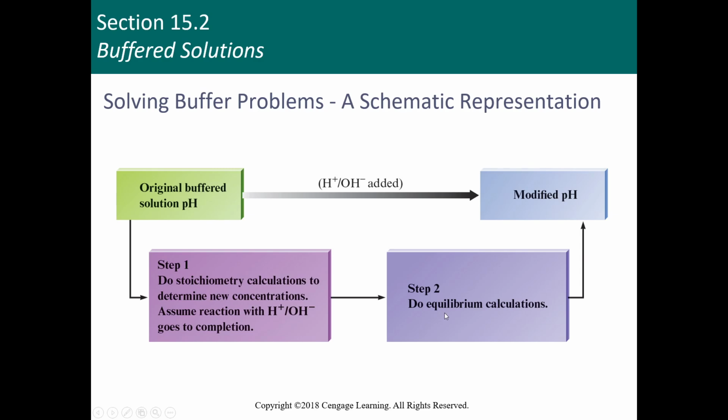Then step 2 of all these problems is always doing the equilibrium calculations, that same ICE table calculation all the time. And just remember, if you're doing a buffered solution, you're always going to have the initial concentration for both the acid and its conjugate base, or the base and its conjugate acid.